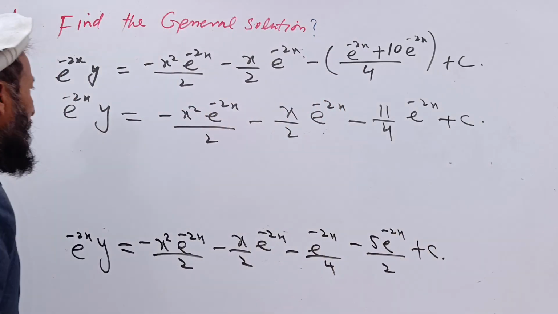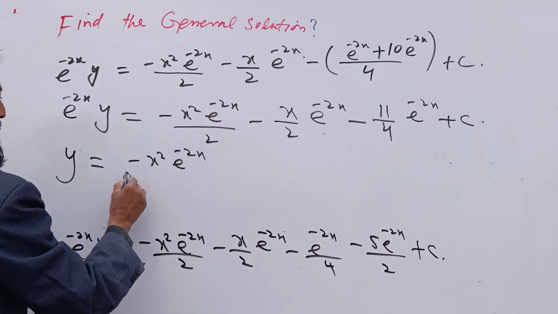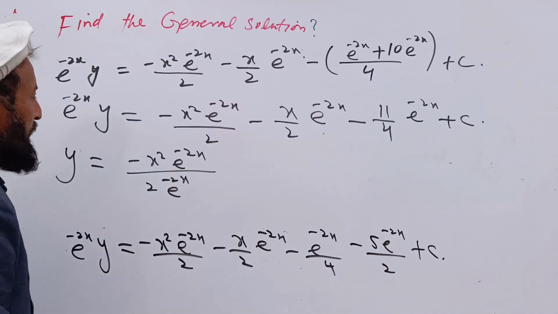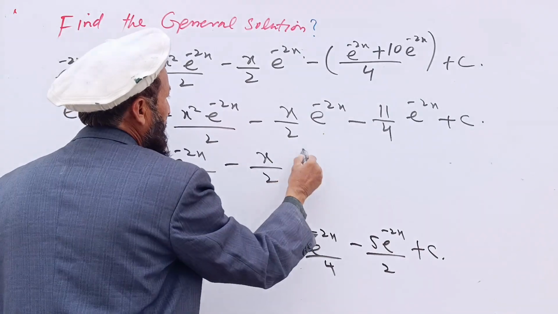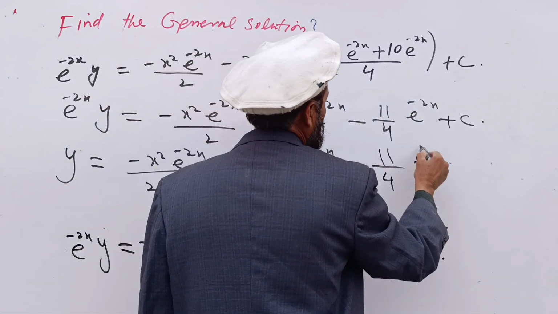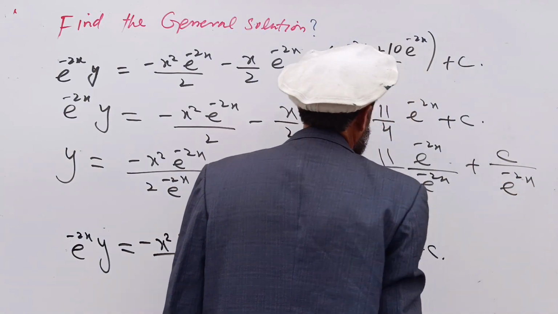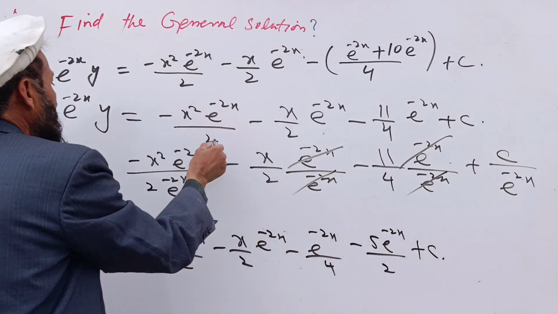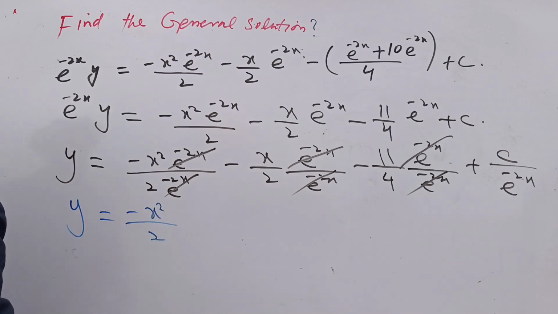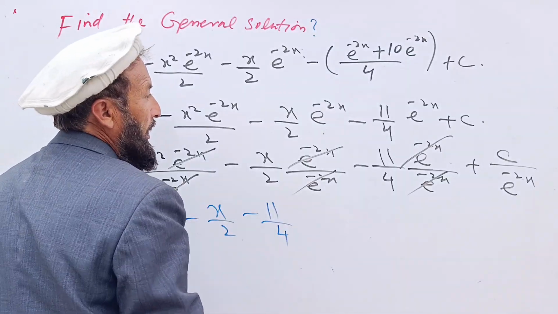Now we divide both sides by this term, so we get minus x square e exponent of minus 2x divided by 2 e exponent of minus 2x, and minus x by 2 e exponent of minus 2x divided by e exponent of minus 2x, minus 11 by 4 e exponent of minus 2x divided by e exponent of minus 2x, plus c divided by e exponent of minus 2x. So each term cancels with each other, and we get y equal to minus x square divided by 2 minus x by 2 minus 11 by 4 plus c.